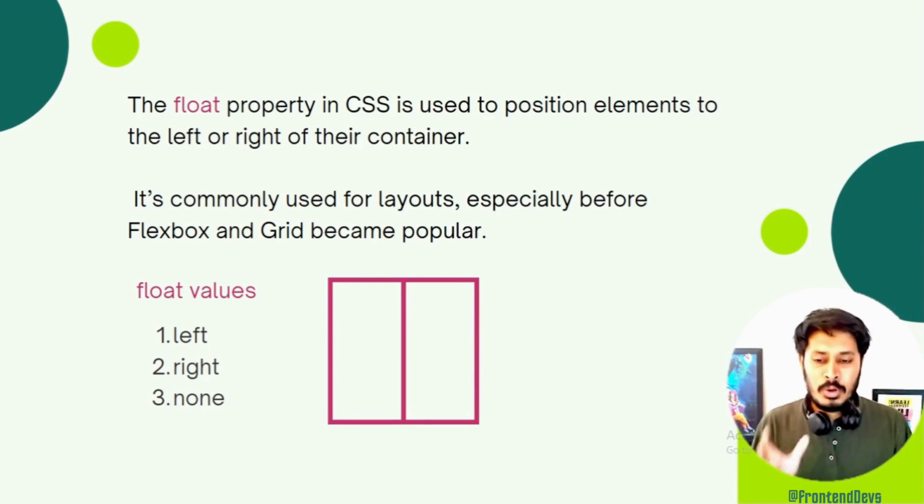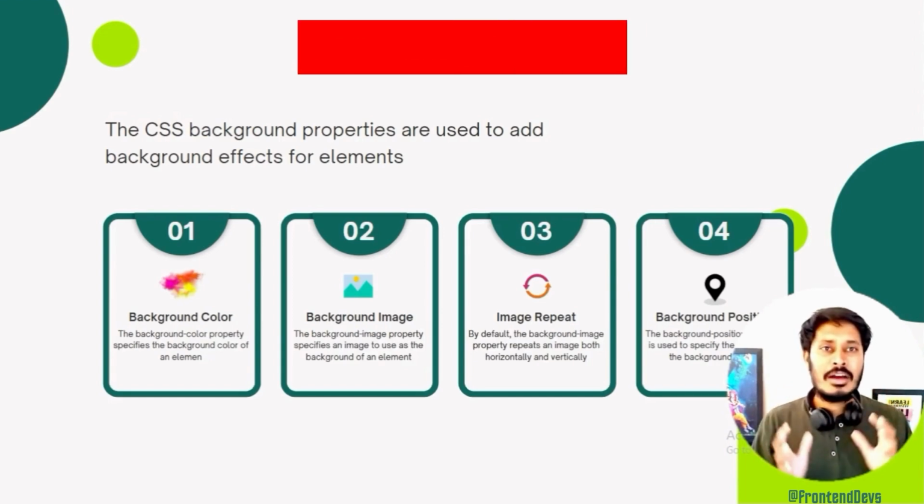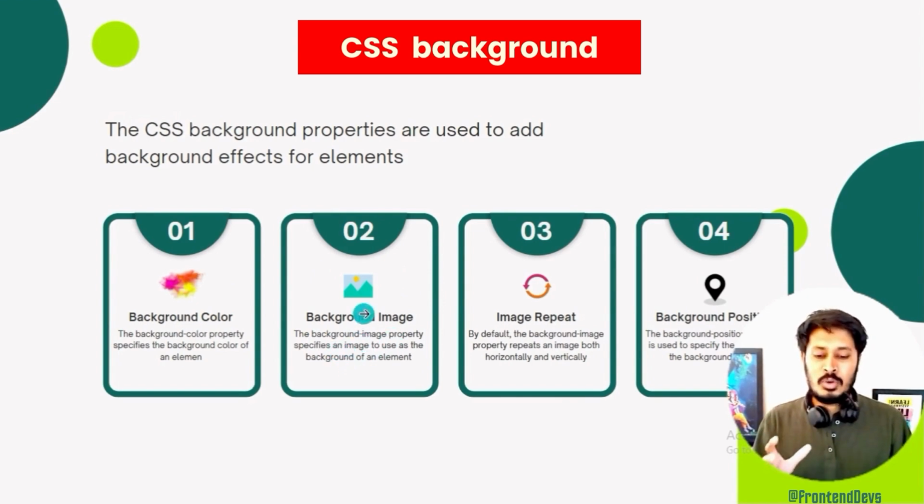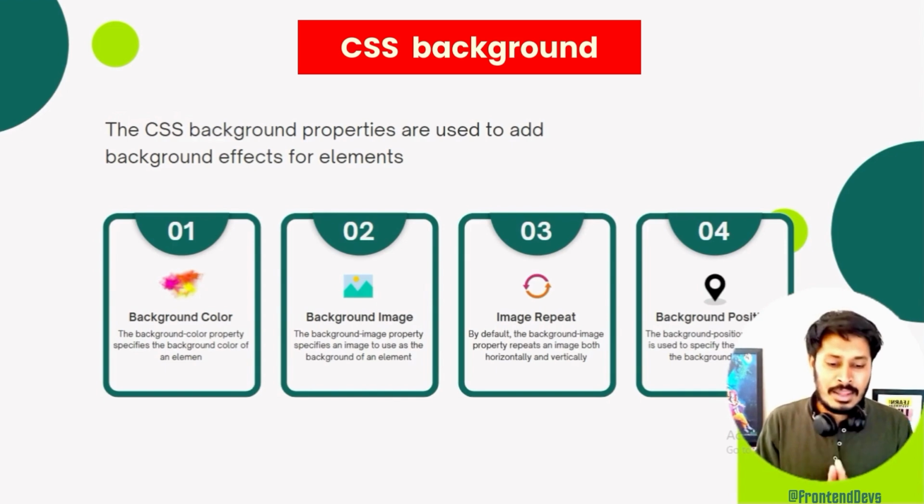And after float, now we will discuss the background properties. We already discussed what background color is, right? With the help of background color, we are able to set the background color of our element. After that, we can set the background image. The background image property specifies the image to use in the background of the element. Instead of a color, we can use an image in the background.